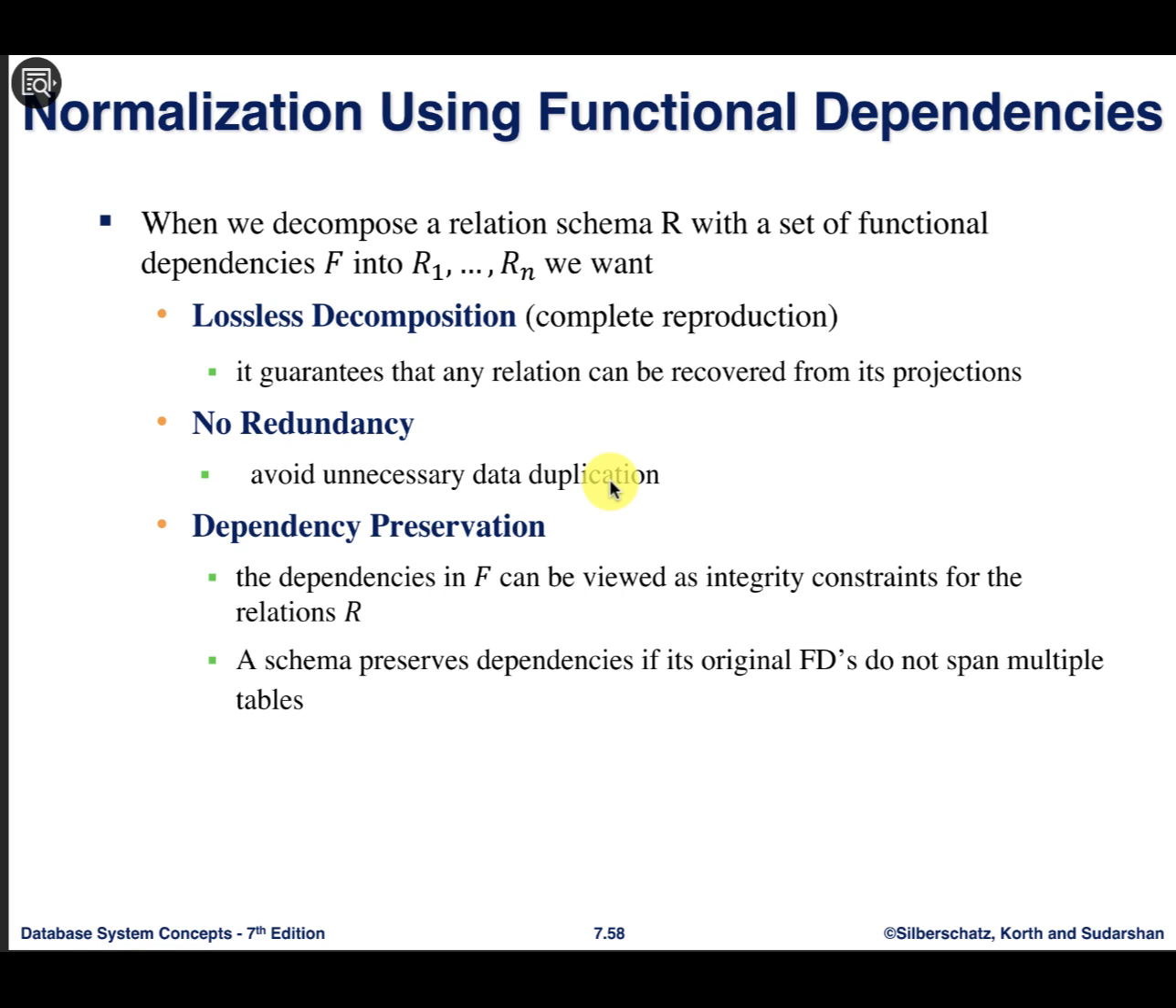But remember, there is redundancy somehow. We cannot eliminate the redundancy 100%. But we try to, that's why I said avoid unnecessary data duplication and preserve dependencies. That's what we try to perform here. So the schema is going to preserve dependency if the original functional dependencies do not span multiple tables. If at least one of the functional dependencies spans multiple tables, then in order to test it, you need to join these tables. The same applies to the second case with R1, R2, with AB and ACD.